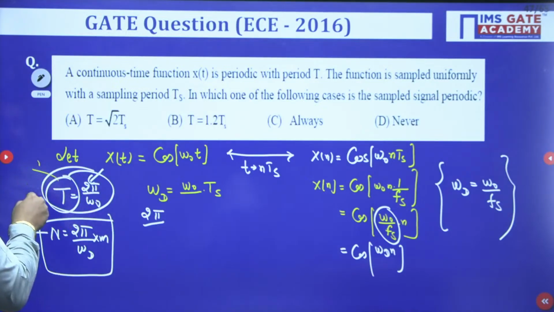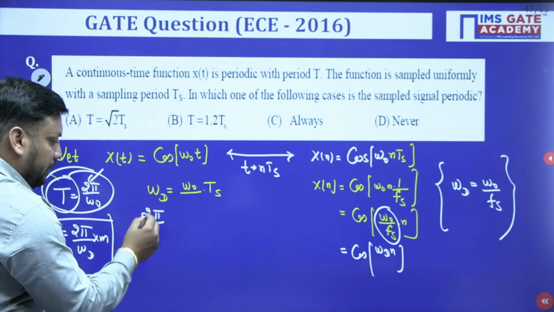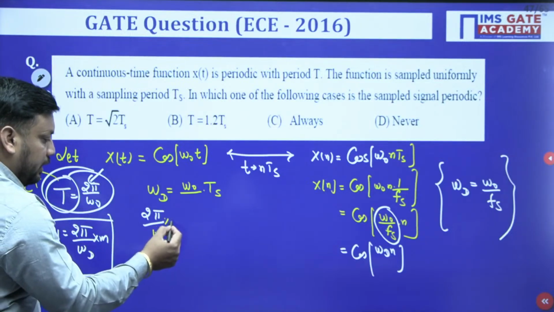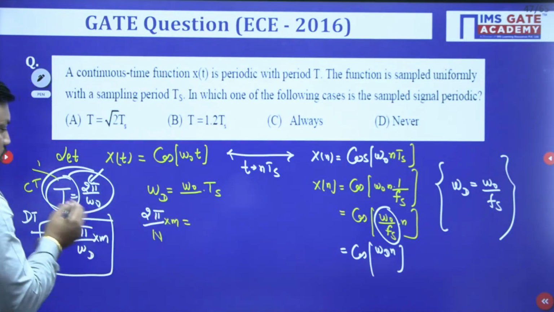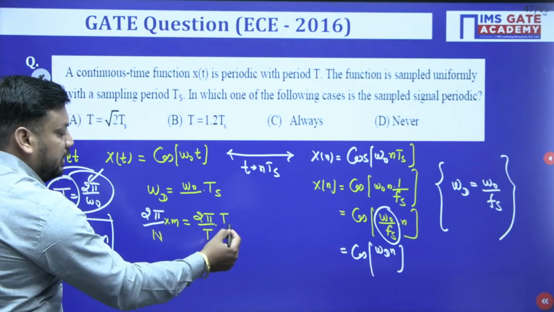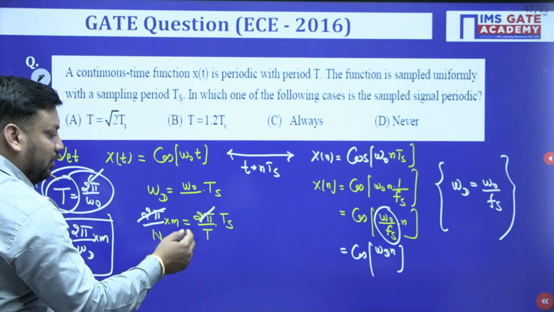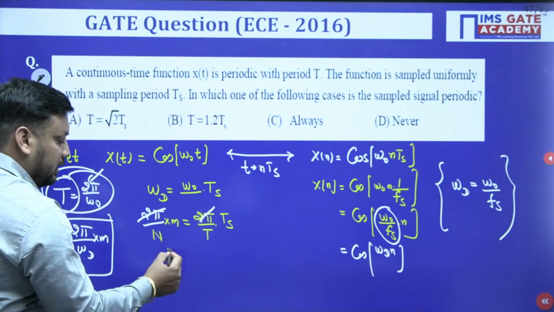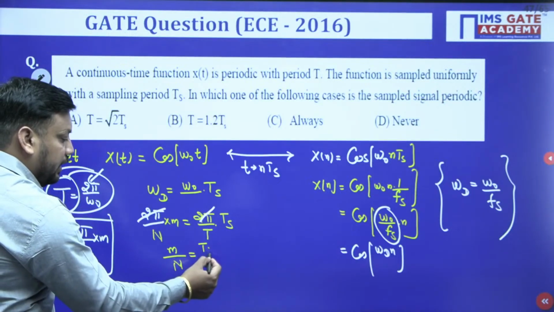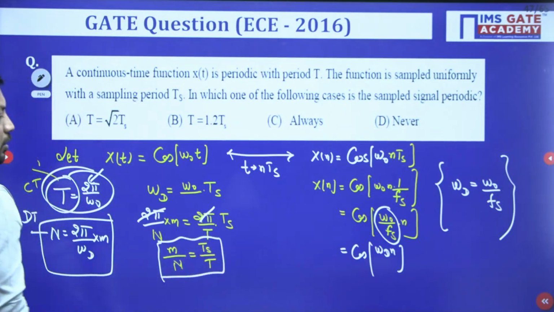Because the examiner is asking for the ratio of T and Ts, what I am doing is writing ωd equal to 2π upon capital N into small m, and ω0 I am writing as 2π upon capital T, and here is Ts. So don't you think now 2π gets cancelled out? So what will be the ratio of T and Ts, guys? This m is an integer and capital N is also an integer, and it is Ts upon T. Is this clear? Yes.